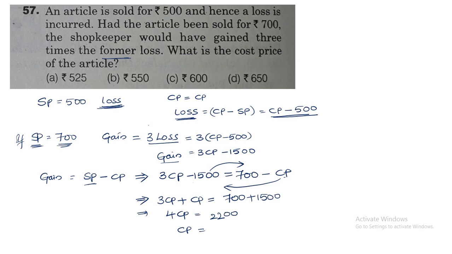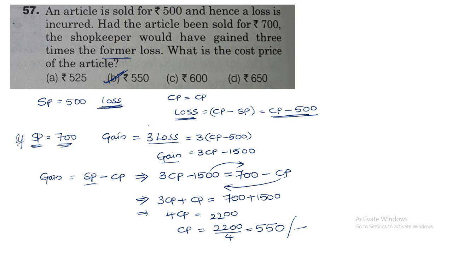So CP is equal to 2200 divided by 4. Now in the 4 table, 4 fives are 20. Again 2 remains. So 2 followed by 0 means 20. Again 4 fives are 20. Next one more 0 is left. Hence the cost price of the article is 550 rupees.